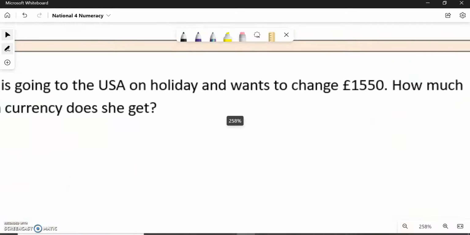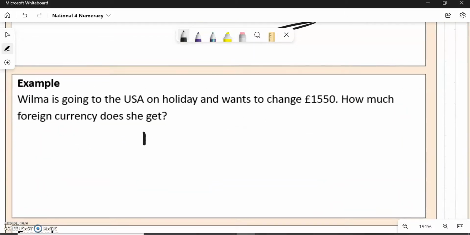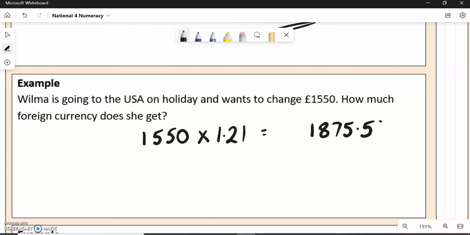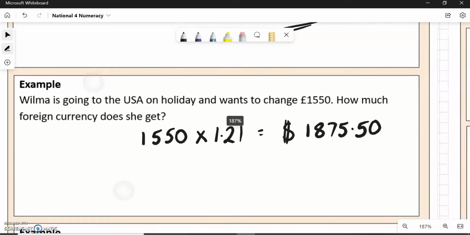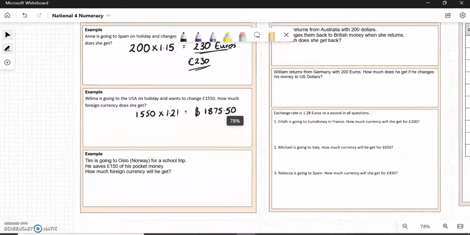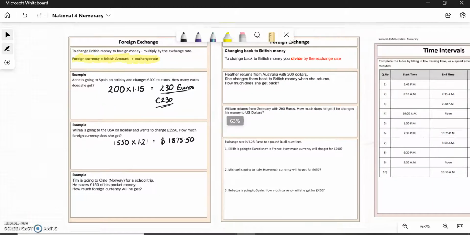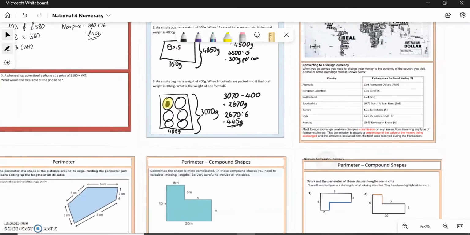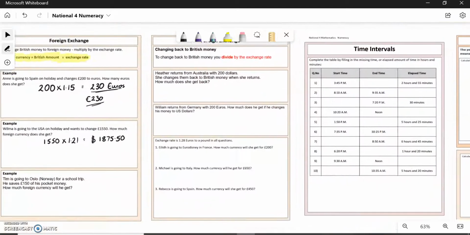So we're going to take our value, 1,550, and multiply it by 1.21, because that will give us the amount of dollars that she will receive. Doing that, we get 1875.5. This is money though, so we need to have two decimal places. I'm just going to put the US dollar symbol there. If you didn't know the symbol, you would just write US dollars afterwards. Okay, I'll leave you to do the example at the bottom of the page there, where they're going to Norway, and you'll need to find the appropriate exchange rate for Norway.